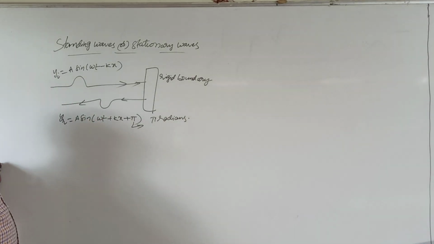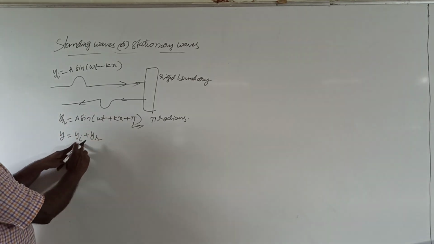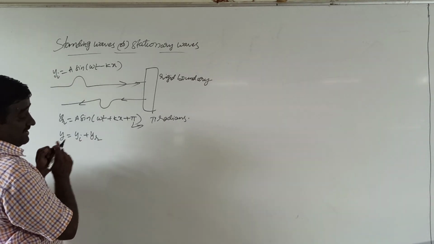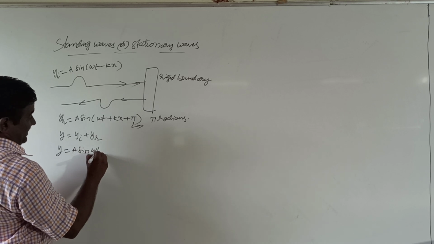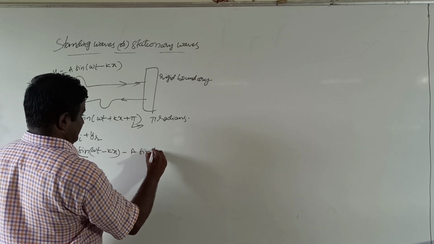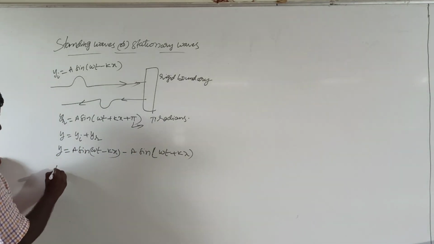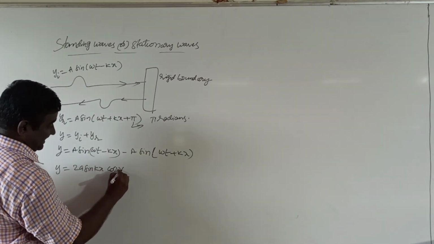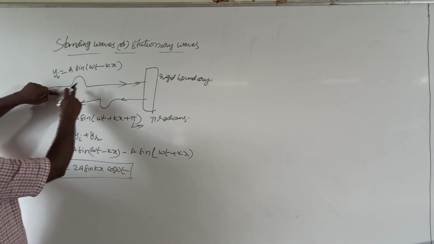These two waves are superposed with each other. The resultant displacement y equal to yi plus yr, where yi is the incident wave and yr is the reflected wave. The resultant displacement is the sum of the incident wave plus the reflected wave. Then y equal to a sin(omega t minus kx) minus a sin(omega t plus kx). By applying trigonometric rules, we get the resultant displacement y equal to 2a sin kx cos omega t. It is the resultant displacement of the two waves superposed across the rigid boundary.